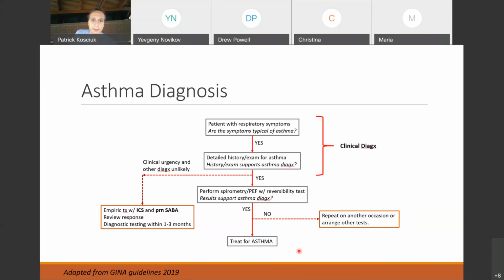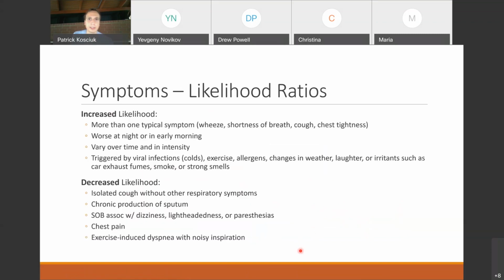As we move forward, well, let's see if it will move forward for me. Good. So symptoms. What are we looking for with these symptoms? Like we said, we have this non-specific complaint, but let's look at likelihood ratios here. People are at increased likelihood of asthma if they have more than one of the typical symptoms.